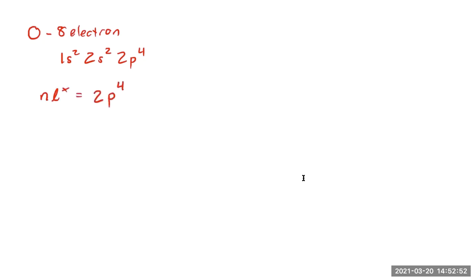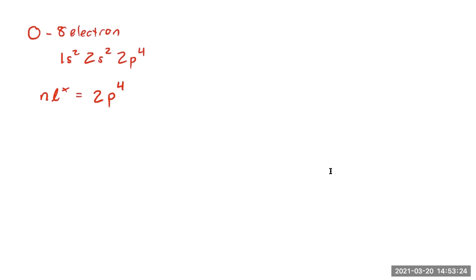Let's start with oxygen. So oxygen, we know, has 8 electrons. So let's first start by writing oxygen's electron configuration out. Remember, it's 1s2, 2s2, 2p4. And so if we look at our electron configuration here, we can see the last electron we added was into the 2p orbital. So it's the 2p4. So that means if we use the nlx notation, that's going to equal 2p4 because the last electron we added was the 4th one in the 2p orbital.